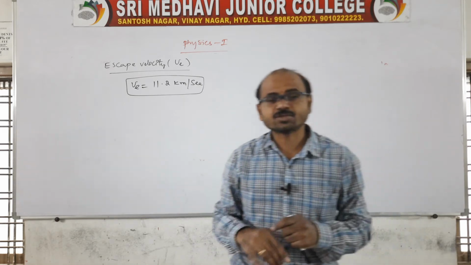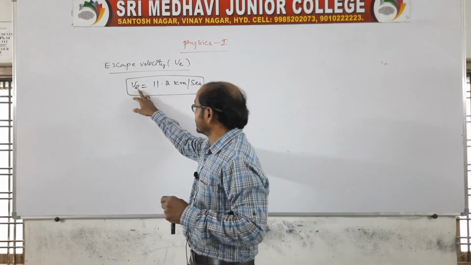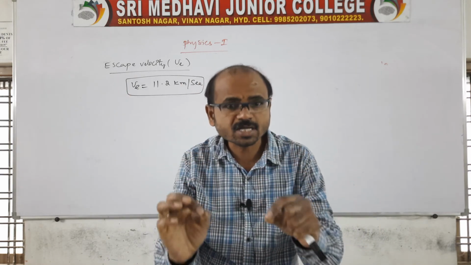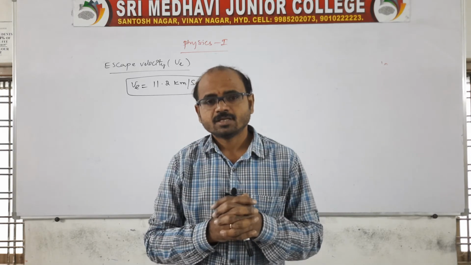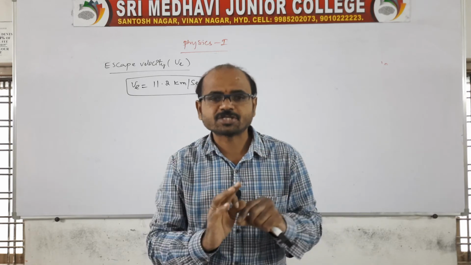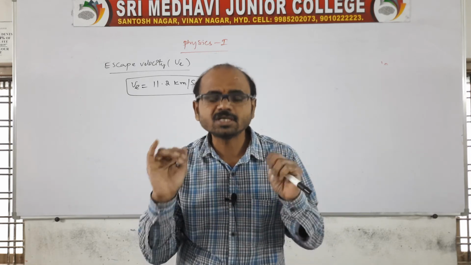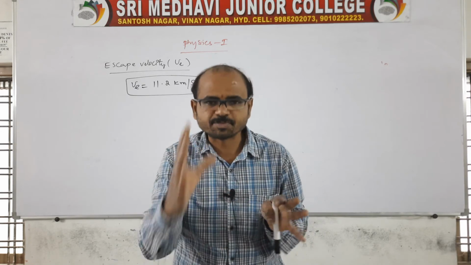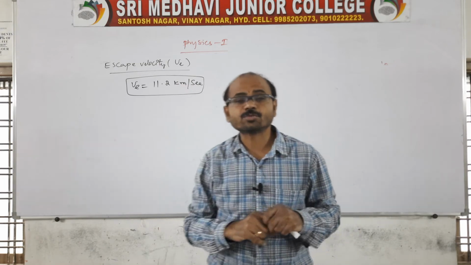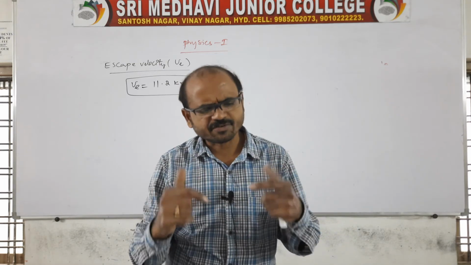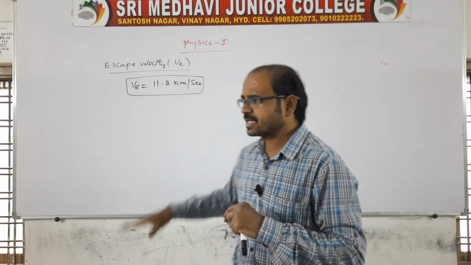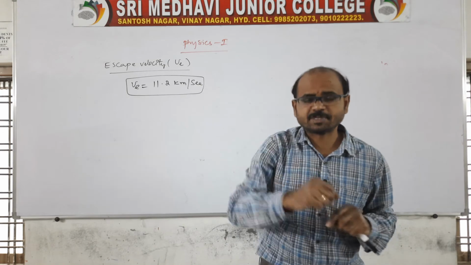So a body projected with this velocity will never come back to our earth's field. This is the escape velocity. It is the minimum velocity required for a body to be projected so that it never comes back to the earth's gravitational field. That speed, which we call the escape velocity, equals 11.2 kilometers per second. If less, the body will definitely come back to the earth surface. If greater, it reaches the interstellar space.